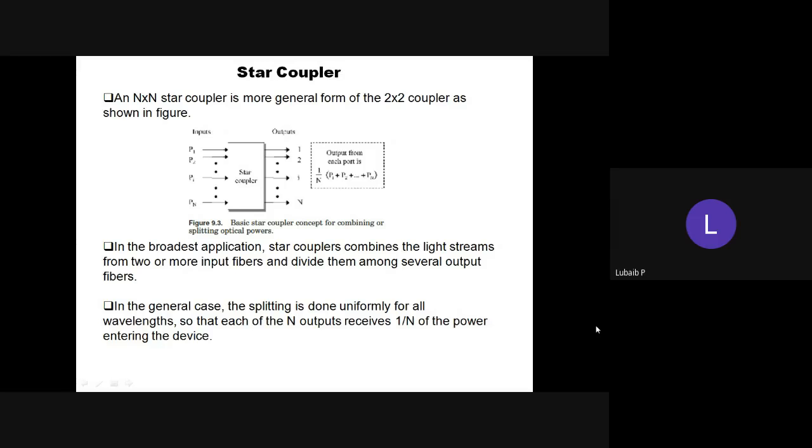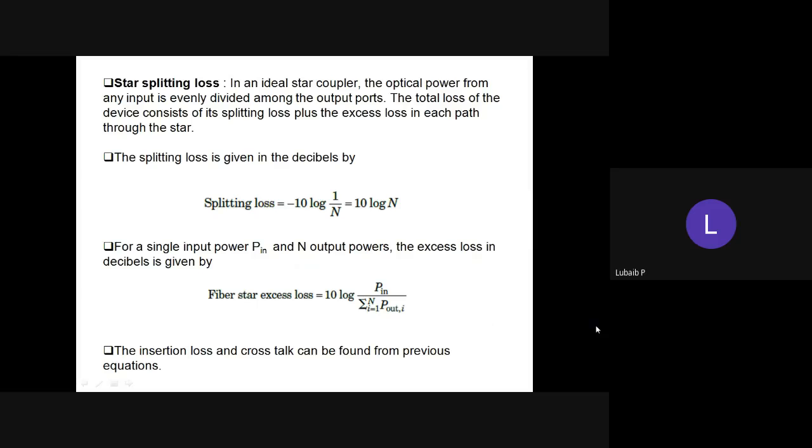In the broadest application, star couplers combine the light streams from two or more input fibers and divide them among several output fibers. In the general case, the splitting is done uniformly for all wavelengths, so that each of the n outputs receives 1 by n of the power entering the device. That is, the output from each port is 1 by n of P1 plus P2 plus etc. up to Pn. Star splitting loss is an important thing here.